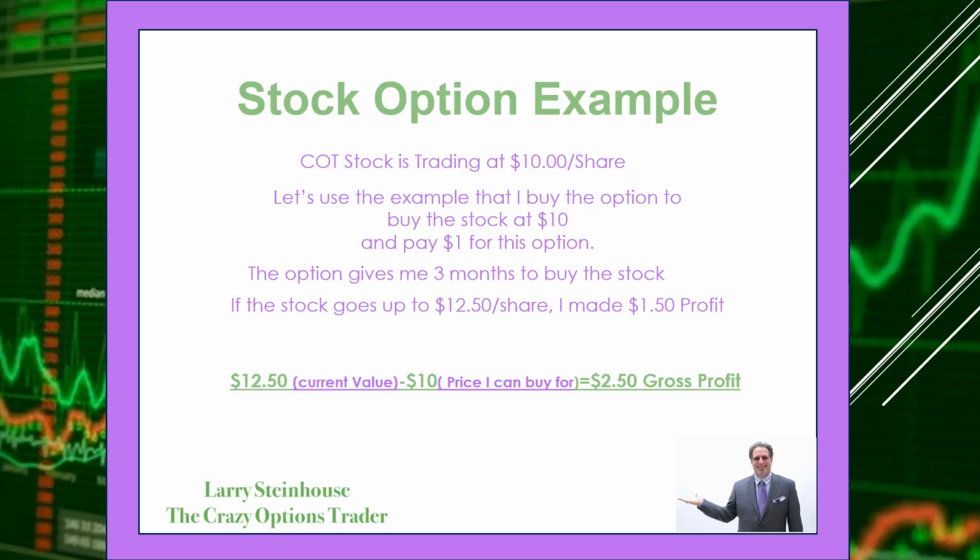So if it's $12.50, which is the current value, minus the $10, which is the price I can buy it for, that equals $2.50 gross profit. Get it? $12.50 is the current price. I could buy the stock for $10. I make $2.50 gross profit. But remember, I paid $1 for the option, so my net profit is $1.50. Not bad, actually, for a 150% return on an option is awesome. And you know what? This does happen in options, and I'll show them to you in the future.